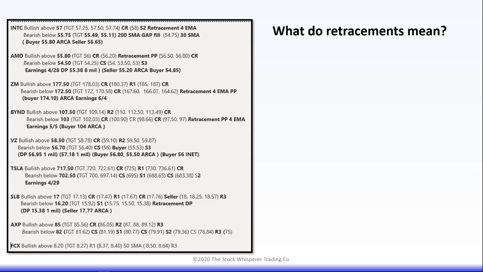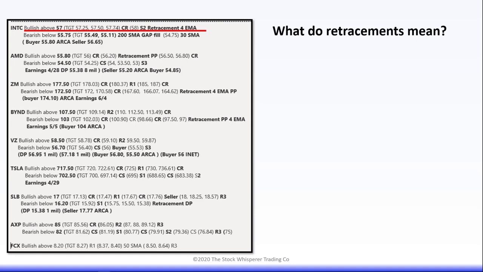Another question that I get asked is, what do retracements mean? You see them in my mapped out trades. What are these things? So I'm going to explain it. Here we have Intel. Bullish above 57, and this is from Friday. Bullish above 57. Target 57.25, 57.50, 57.74. That's a Camarilla resistance. 58 is S2, moving up because they gapped it down.